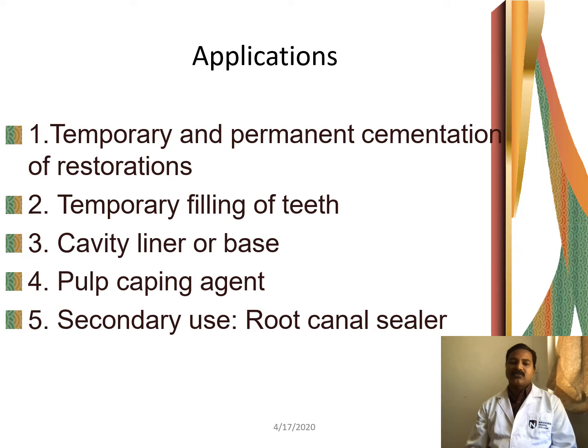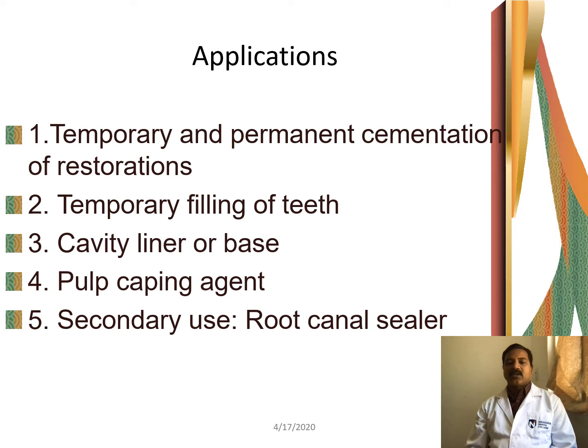But with the advent of the latest materials like MTA, glass ionomer cement and Biodentine, we no longer use zinc oxide eugenol as a pulp capping agent. We use it only for the other purposes mentioned before, like liner and base, as a temporary filling material, and for temporary cementation of restorations. And it is also used as a root canal sealer. One of the most commonly used sealers is zinc oxide based sealer.